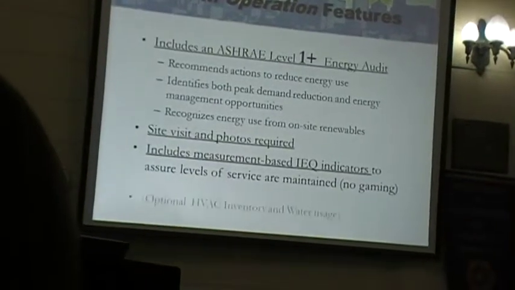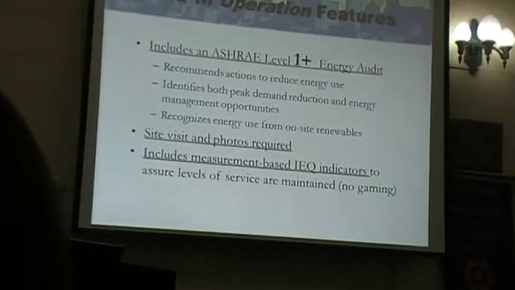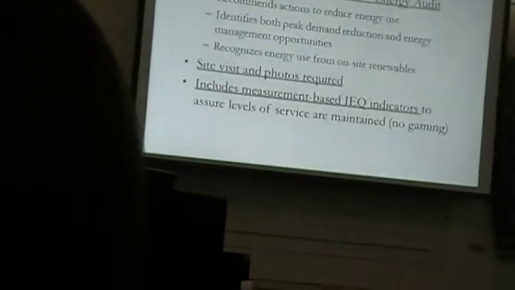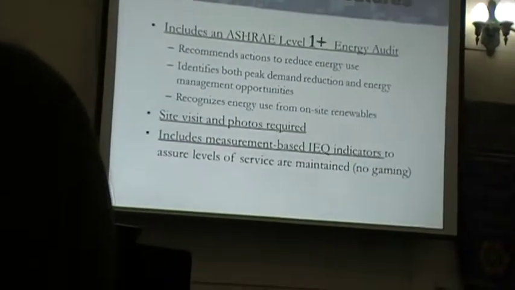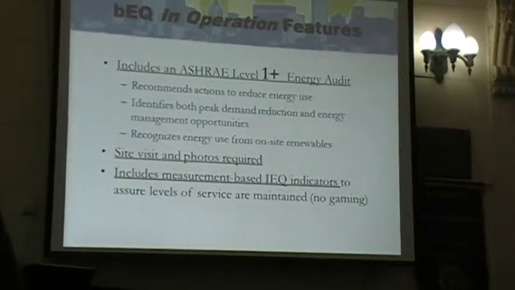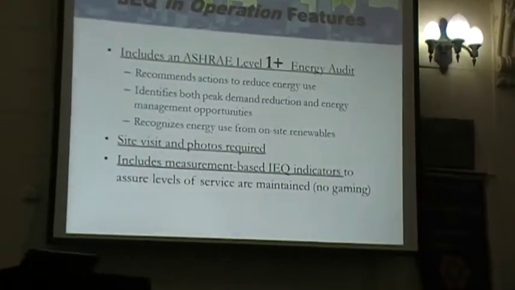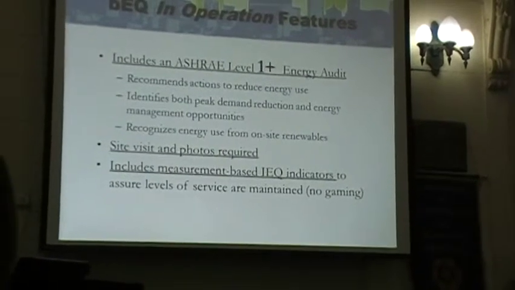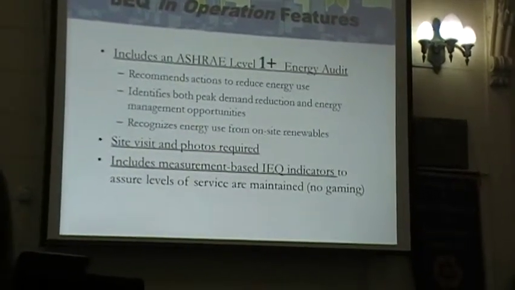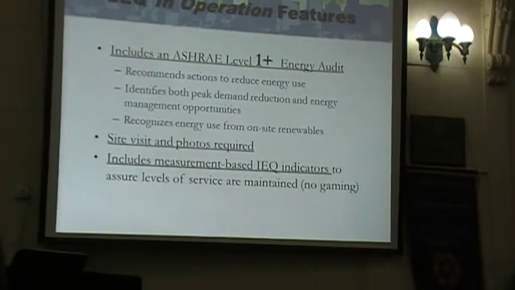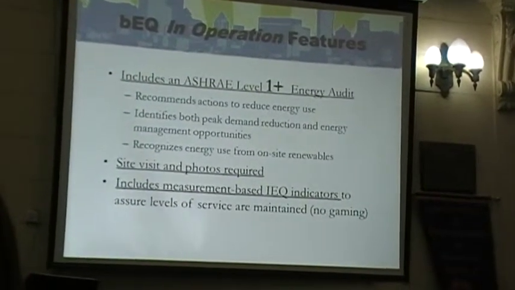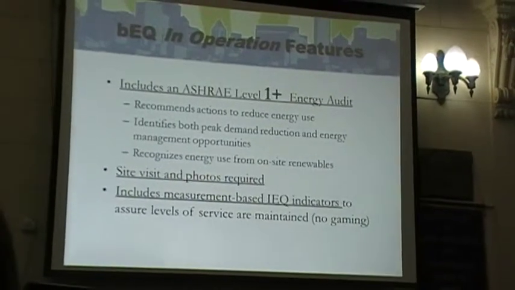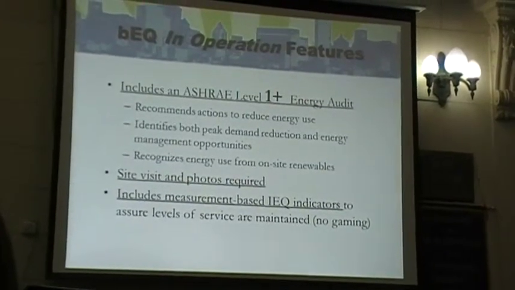So the in-operation rating requires that the building be more than 12 months old because we need at least 12 months worth of data. But we would prefer 12, 18 months, 2 years of data if we can get it. On the forms that we provide, you can provide up to 3 years of data. We just use the most recent data in order to do the rating.